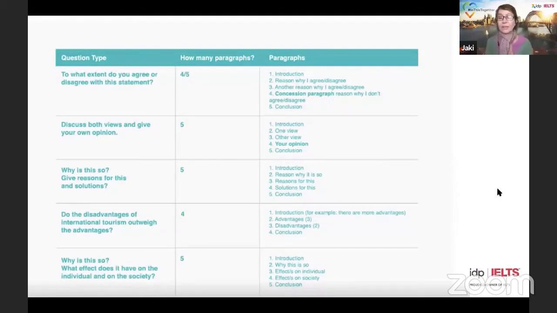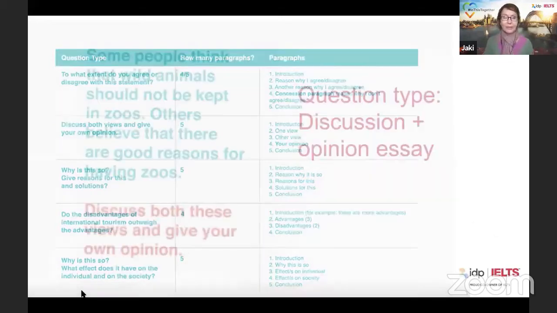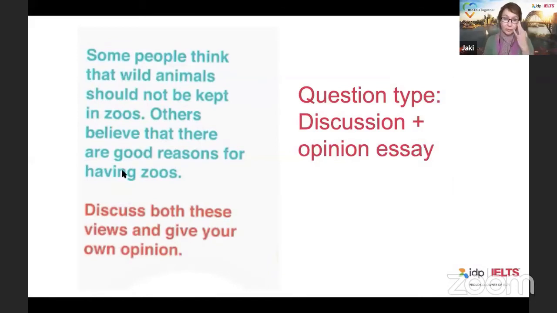Okay, we're going to talk about what we do in each part soon. So let's look at a few of the different types, okay? This is a very common type we just saw. Discuss both views and give your own opinion. So remember, this is the topic and this is the instructions. Some people think that wild animals should not be kept in zoos. Others believe that there are good reasons for having zoos. Discuss both these views and give your own opinion.